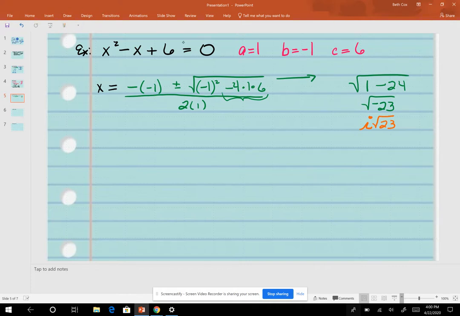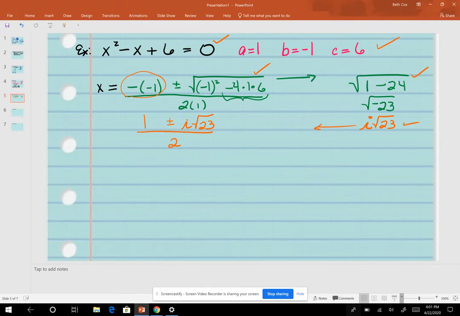So now this gets to come back into my problem. So that's going to become a +1 plus or minus i square root 23 over 2. Okay, so step 1, set equal to 0. Step 2, figure out my A, B, and C. Step 3, put it into the formula. Step 4, simplify the radical all the way.